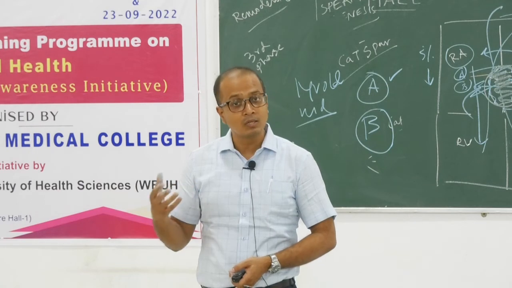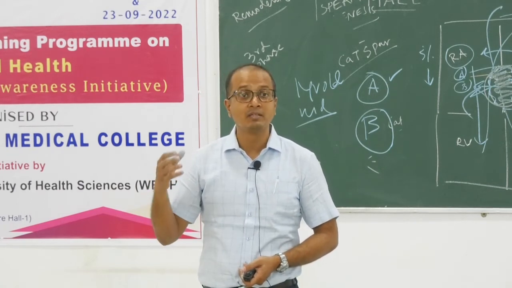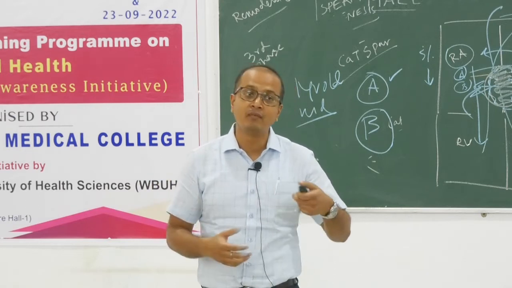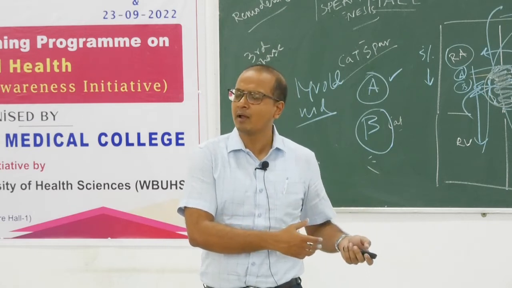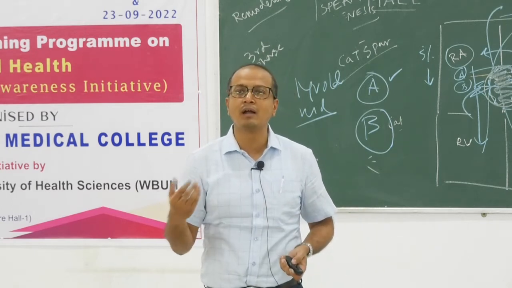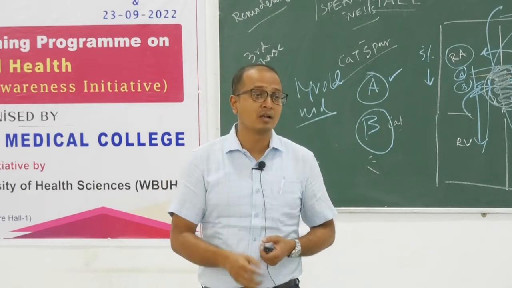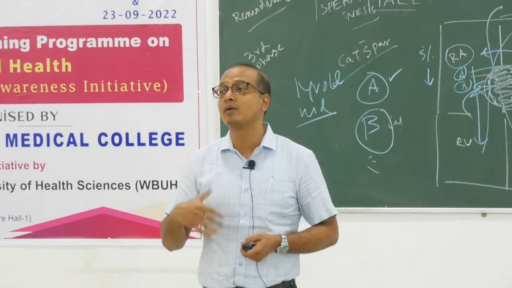Again, the logic is the same. Which is the higher pressure side, and which is the lower pressure side? The higher side is the left ventricle, and the lower side is the right ventricle. So there will be shunting of blood from left to right. There will be a left to right shunt. That means this kind of cardiac problem is an acyanotic cardiac problem.